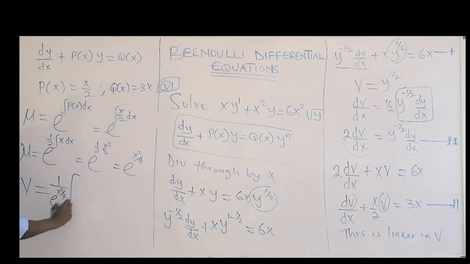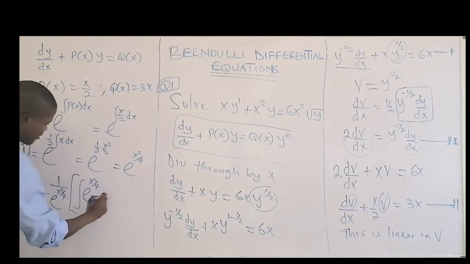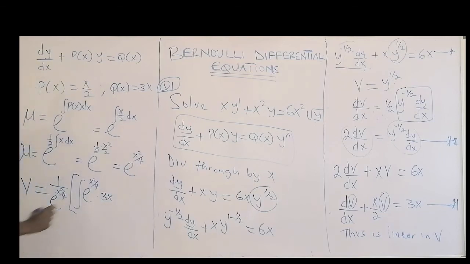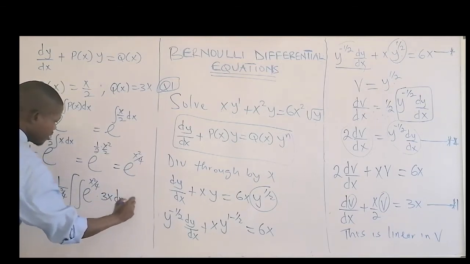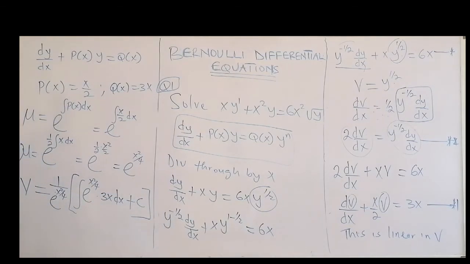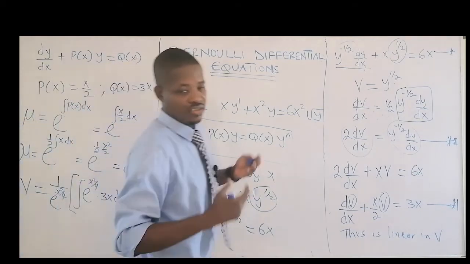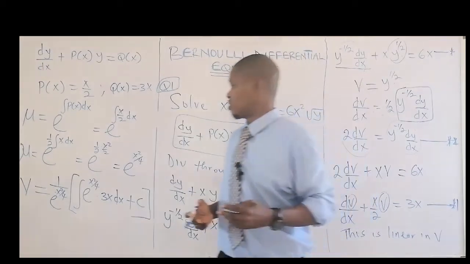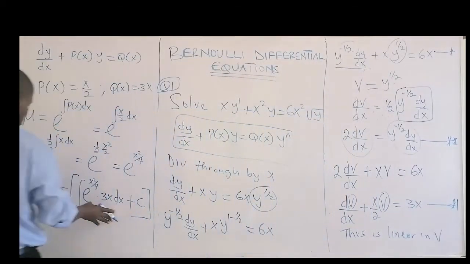Then open your brackets: the integral factor mu, e to the x² over 4, times your q of x, 3x, then dx, then plus c. I've explained this on linear differential equation. If you missed the video, please quickly go there now and watch the video on linear differential equation. So this is what we have now.